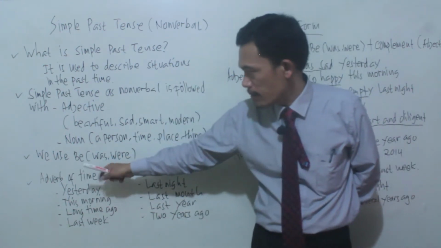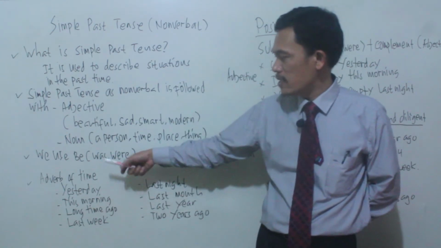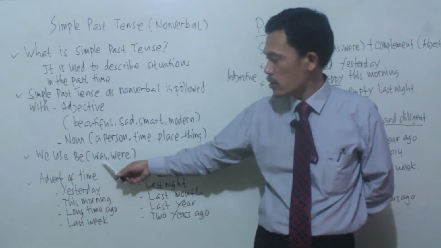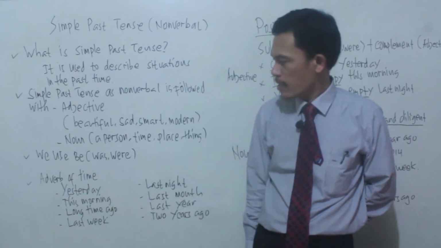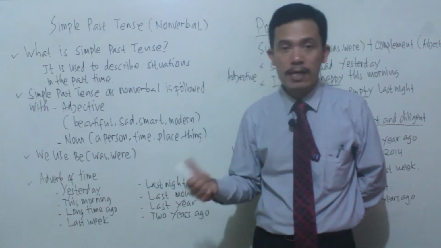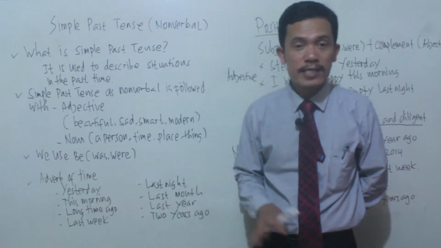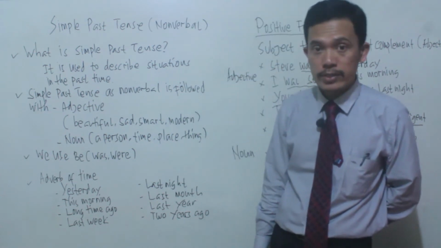Next, we use be. Because this is already simple past tense, we have to use be: was and were. Was and were are for past time. So it comes from is and am. Is, am becomes was. Are becomes were. Okay, I believe that everybody has understood how to use it.